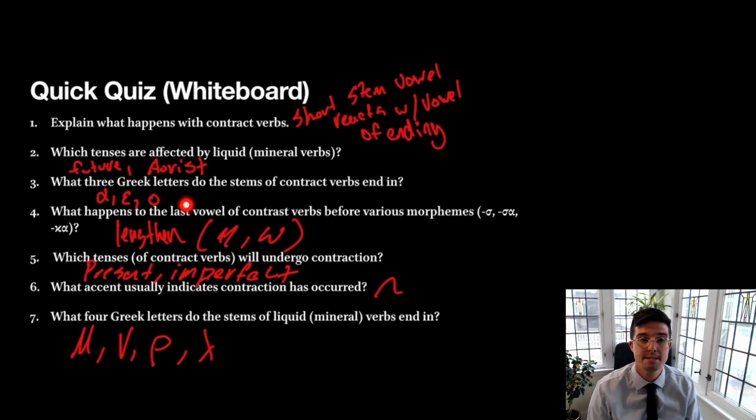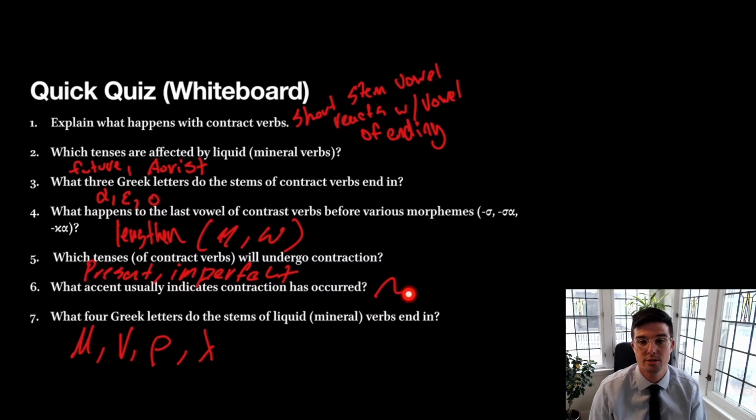The 3 Greek letters of stem contract verbs are going to be short alpha, short epsilon, short omicron. What happens to these short vowels when a morpheme is added is that they will usually lengthen, either to an eta in the case of alpha or epsilon, or to an omega in the case of omicron. And this is your reminder that omicron is O small, omega is O big, so omicron goes to omega. The tenses that are going to undergo contraction with contract verbs are present tense and imperfect tense verbs. The accent mark that usually will be seen about 90% of the time over verbs that have undergone contraction is going to be a circumflex.